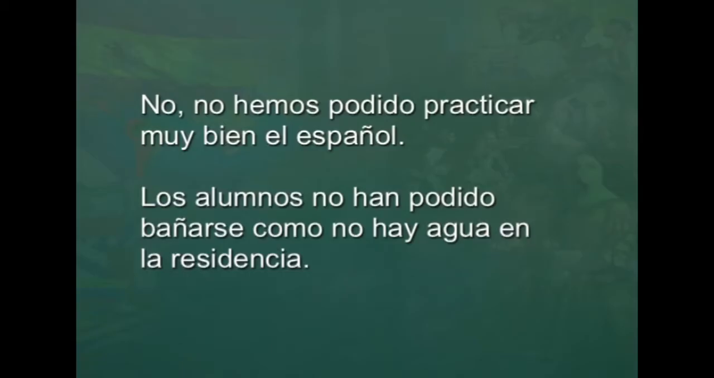And in negation, you can add a no before the entire structure and say, no hemos podido practicar muy bien el español. We haven't been able to practice Spanish very well. Los alumnos no han podido bañarse como no hay agua en la residencia. I hope you can now make sentences to express events in the past, in the recent past, using pretérito perfecto.